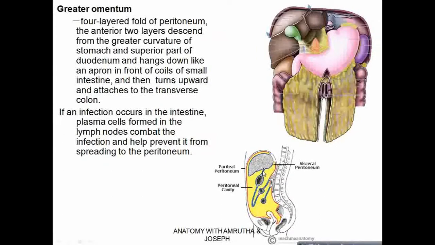Now, to understand better, we need to go a little backwards to the lesser omentum. Let's see the lesser omentum once again. The lesser omentum is the one which is connecting the stomach to the liver, or it is a part of peritoneum that is connected to the liver and the stomach. But if you look, the lesser omentum has got two layers. This layer, let's trace back from here.